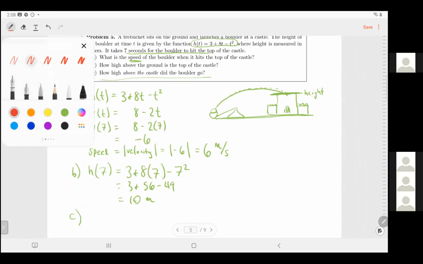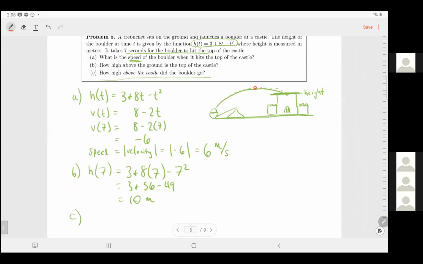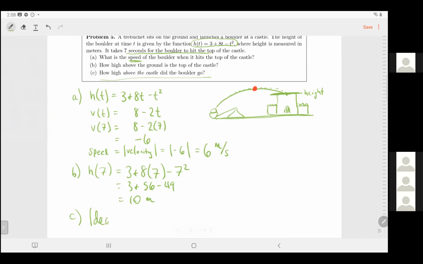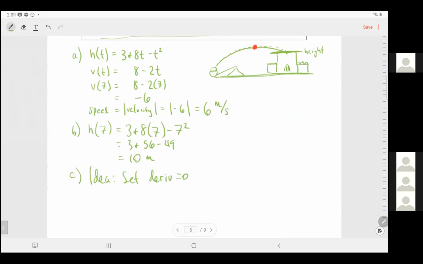Wouldn't you find the maximum? Yeah, so like that would be our max wherever that is. Or whenever the derivative equals 0. Cool. So that's what I'll put for idea: set derivative equals 0 and solve.